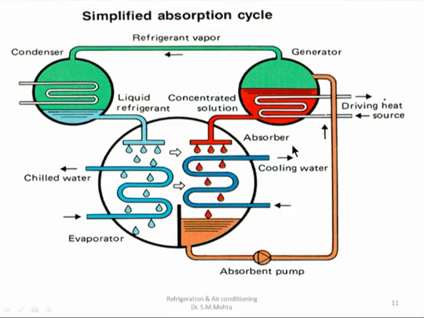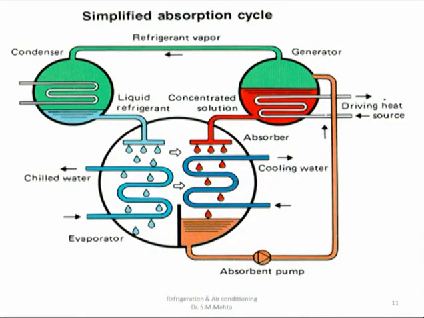Let me explain: absorbent and refrigerant are one liquid and one gas. The absorbent has an affinity for the refrigerant, so it can absorb the refrigerant. In the absorption process of a refrigerant and absorbent, heat is liberated. To remove that liberated heat, cooling water is circulated, and that keeps the absorber vessel cool.